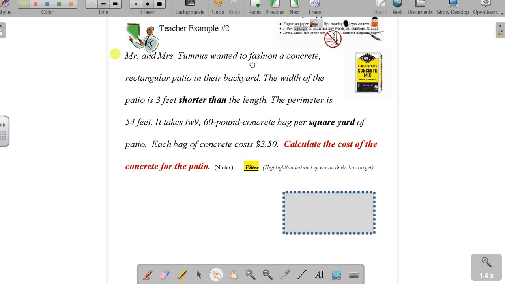Mr. and Mrs. Tumnus wanted to fashion a concrete rectangular patio in their backyard. The width of the patio is 3 feet shorter than the length. The perimeter of the patio is 54 feet. It takes 2, fix that typo, 60-pound concrete bags per square yard of patio. Each bag of concrete costs $3.50. Calculate the cost of the concrete for the patio.